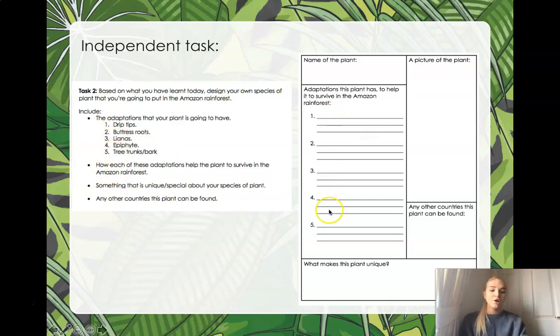You don't have to include all of these adaptations. I would like you to include 4 at minimum, so at least 4 adaptations.